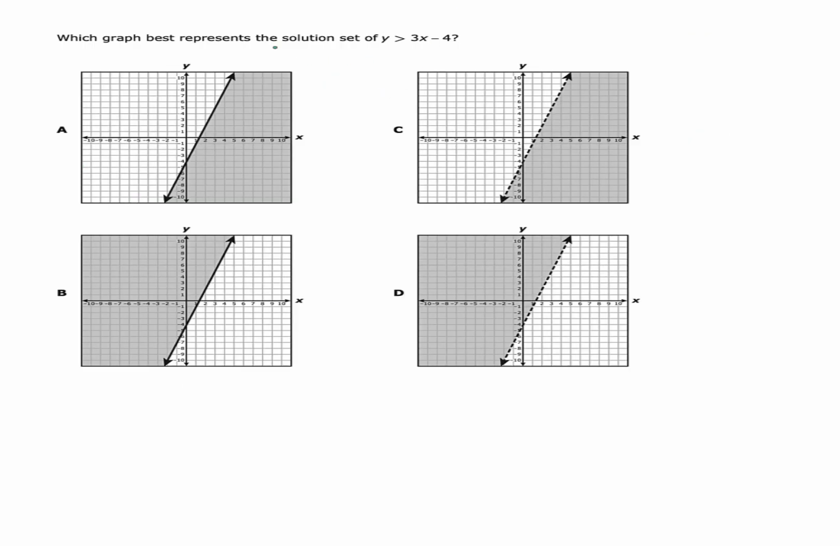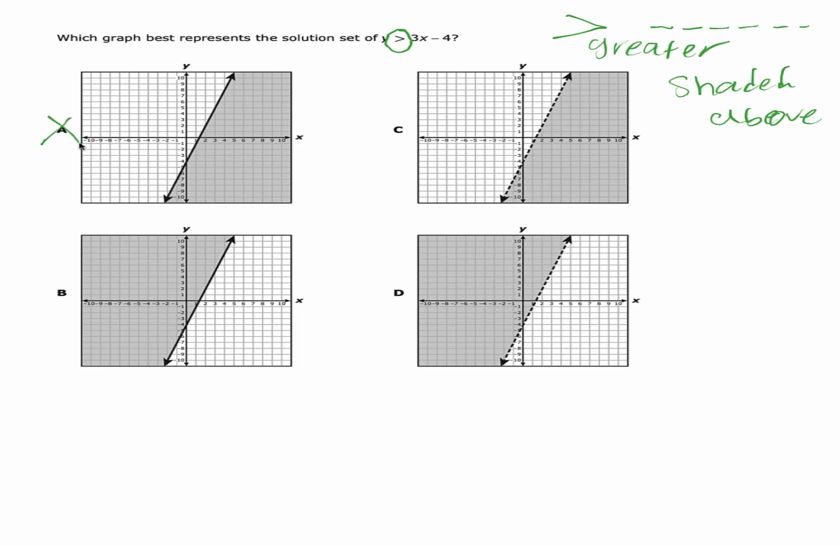Here's another problem. Which graph best represents the solution set of y greater than 3x minus 4? So again, we're going to look at the inequality sign. It's greater. So if it's greater, we're going to have a dotted line like this. And if anything is greater, it's going to have to be shaded above. So we're looking for shaded above. So let's start eliminating. Because it's greater, we want a dash line. So your answer is not A or B. So it's either C or D.